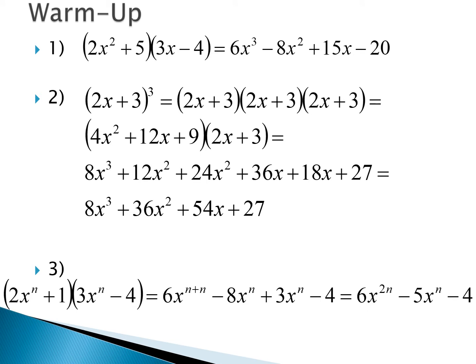So here, when you have 2 times 3, we get 6. X to the n times x to the n, well, we would add those exponents. N plus n is 2n, so our term there would be 6x to the 2n. Then we have minus 5x to the n once we combine those middle like terms, and then minus 4 is our last term.